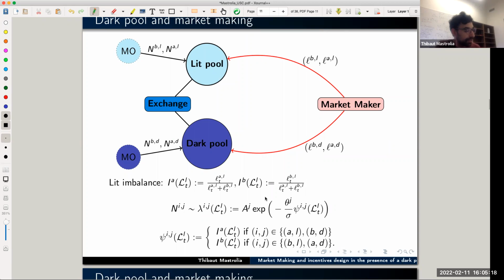So what we see is that this function is decreasing with respect to the imbalance on the lit pool at the ask side. What does it mean? It means that if I increase the volume on the ask side of the lit pool compared to the bid side of the lit pool, then the investor will tend to leave the market. So you decrease the intensity of NAL, in this case, of this process. Conversely, if you increase LBL, it means that you increase the imbalance on the bid side. If there are more orders on the bid side, then the investors will have a tendency to leave the market, so you decrease the intensity of this process.